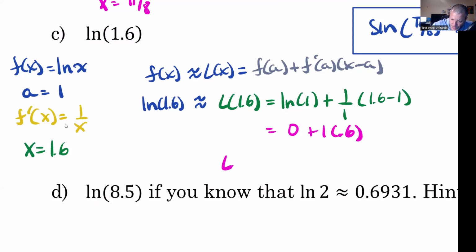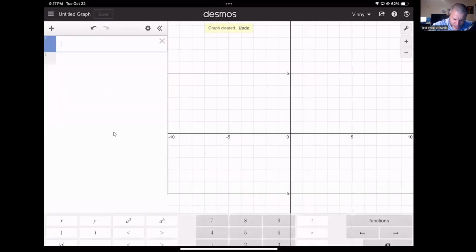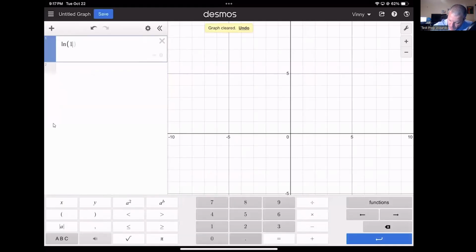So the natural log of 1.6 is approximately equal to just 0.6. And this isn't going to be as good an estimate as our previous values just because of the shape of the natural log. So again, not a great estimate, because of the slope of the natural log, as you guys see in one of the expressions.